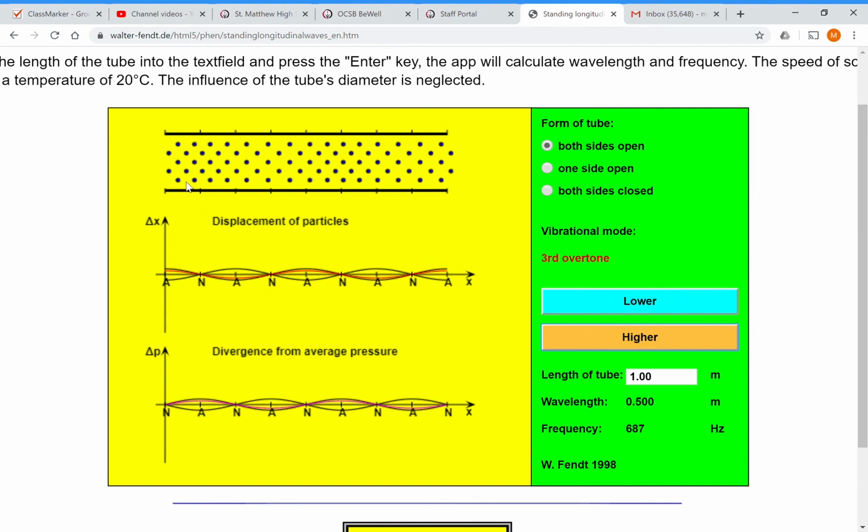But you can drill holes in the tube, and where that last open end is determines the length of the tube. So you can change the length with your fingers by covering up the holes, and that allows you to play different notes. Okay? All right.